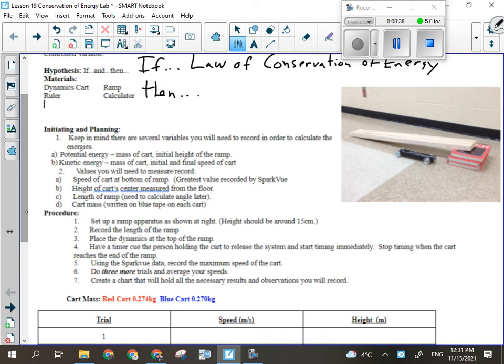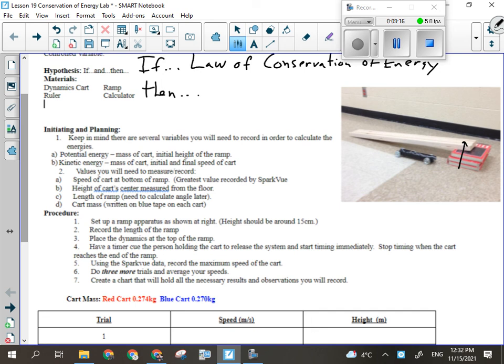So when you set this up, you're going to take a meter stick and you're going to measure not to the ramp, but to the center of the cart's height. So not to the top of the cart, but to the center of the cart, because this is all done as though it's to the center of mass. That will be your height for calculating your potential energy. That height should be around 15 centimeters. Make your ramp so it's around 15. If it's more than 20, it doesn't collect a lot of really good data because it goes too fast.